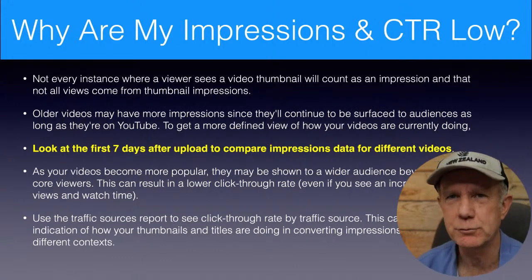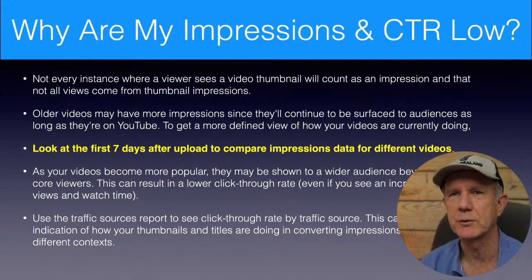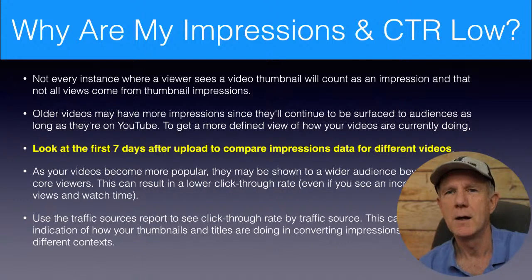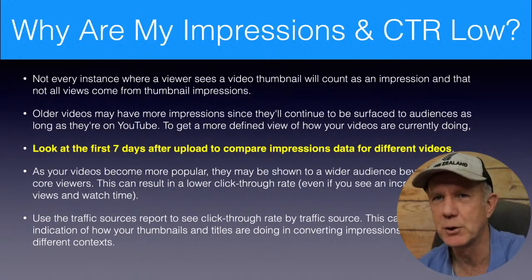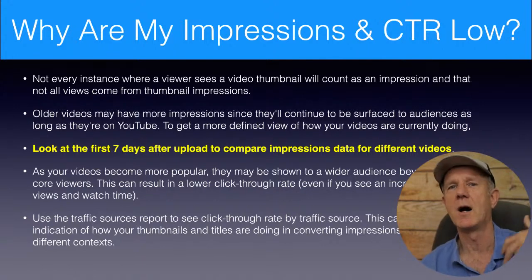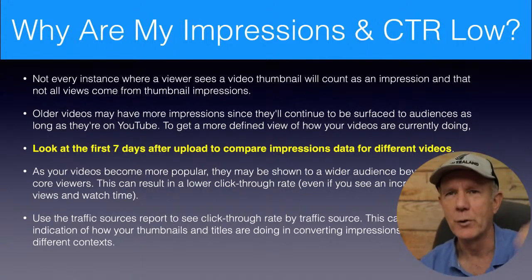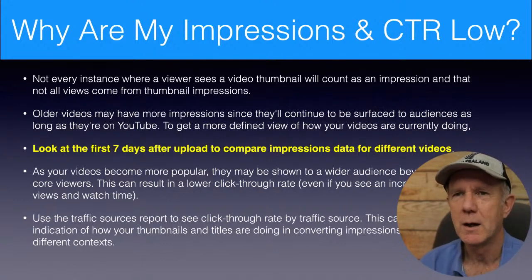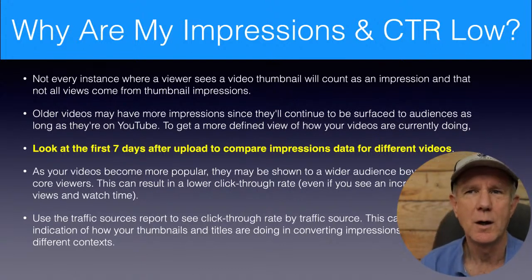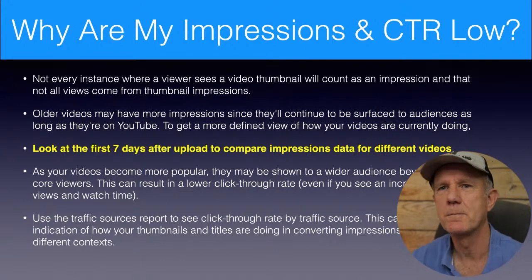And then look at your traffic sources report to see the click-through rate by traffic source, which we looked at earlier. Is it coming from YouTube search? Is it coming from suggested? As I showed you previously in that example, YouTube search got a higher click-through rate because viewers have a higher viewer intent, rather than the casual viewing behavior that people show based upon suggested videos or browse traffic, etc.